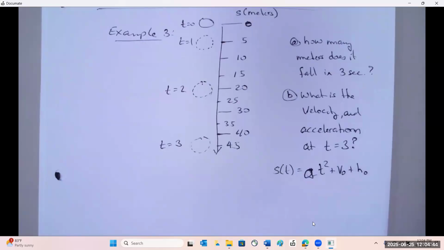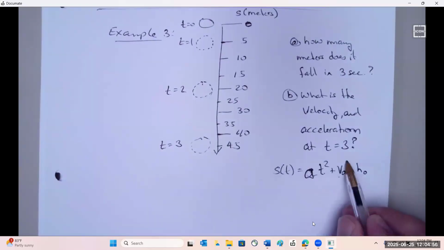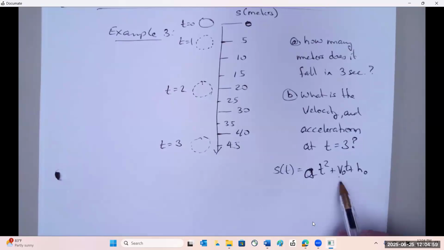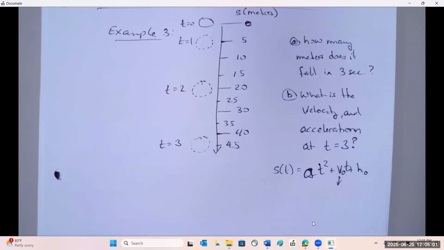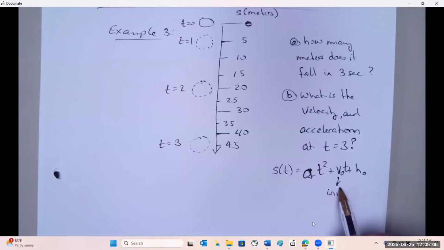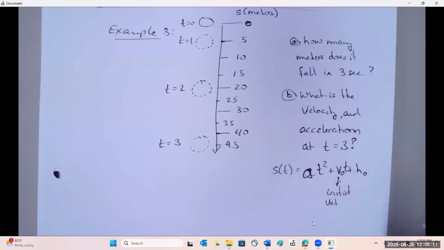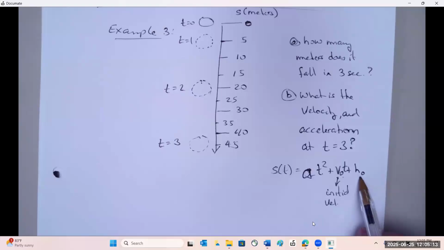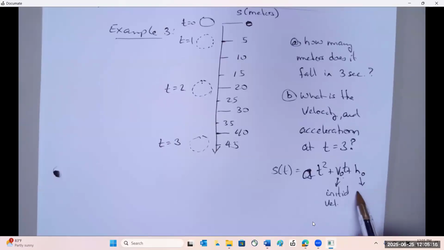Or I could put A here. In stable condition. It's a free falling. So what does V sub 0 represent? Oh, this is T. What does V sub 0 represent? Velocity where? This is initial velocity because it's sub 0. What is H sub 0? Initial position, right?